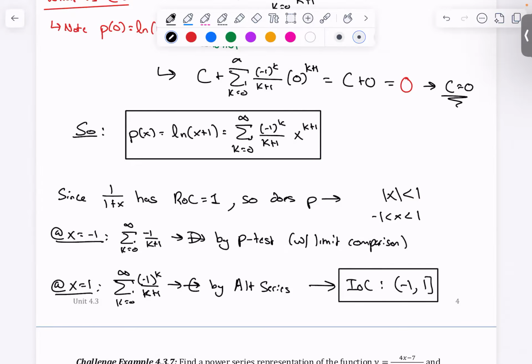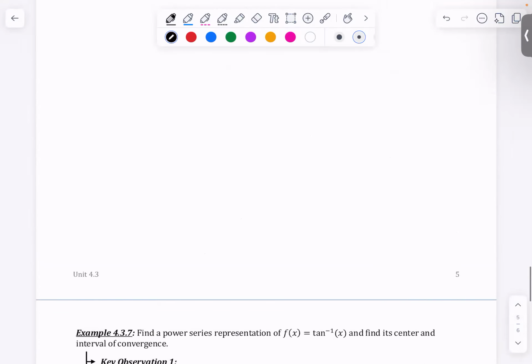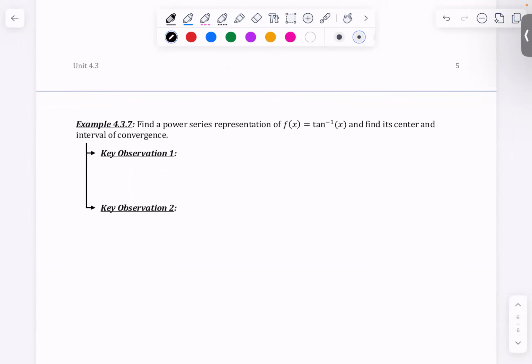Okay. So we will do the challenge problem in a second, but I want to do another one of these situations that involves integrating and differentiation first. Find a power series representation of tangent inverse of x and find its center and interval of convergence. What do you think you should do?